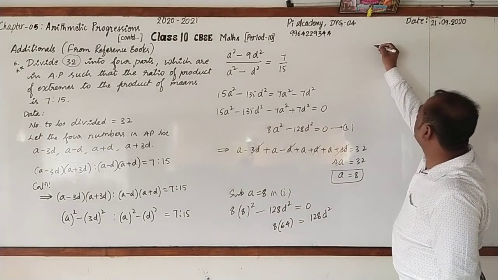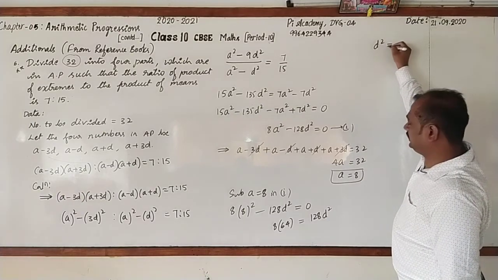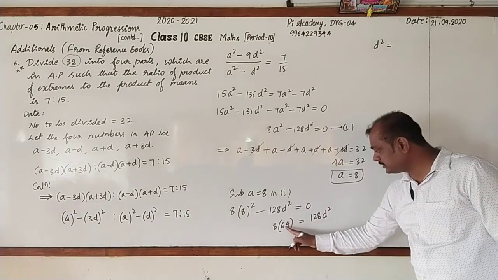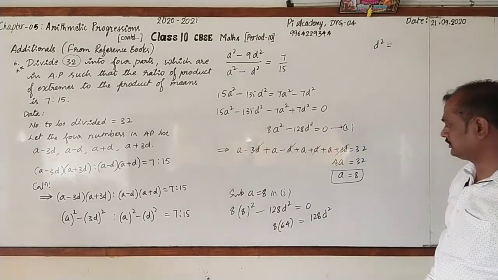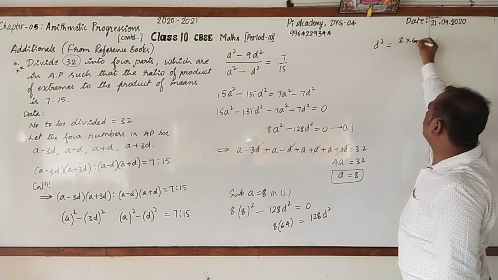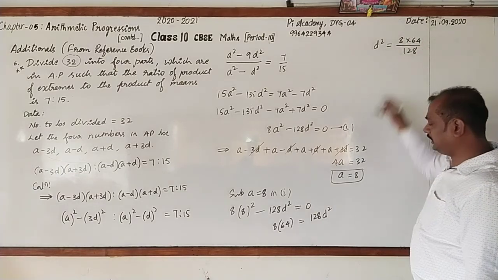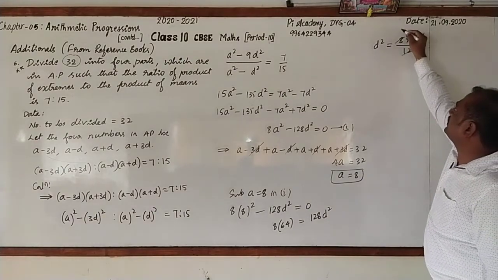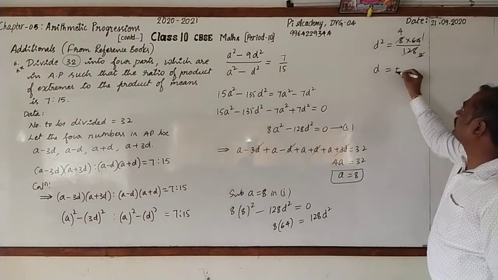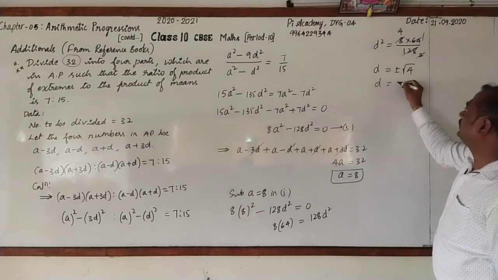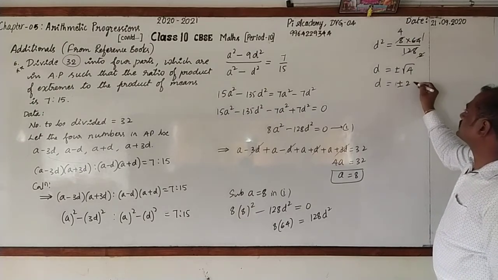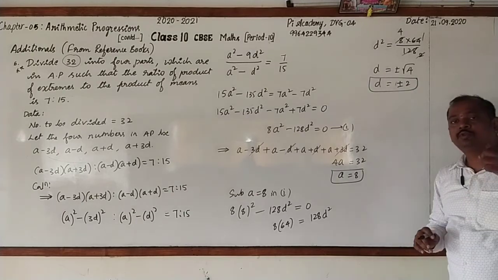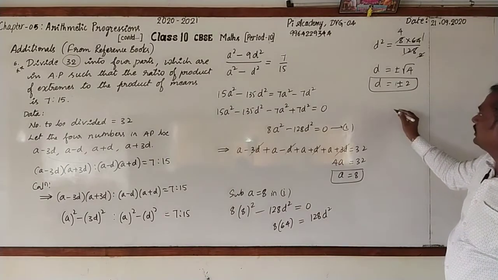Now we want d value. Observe it. Here d² is equal to, it's purposefully I have not multiplied here. The reason is, see there is a chance of cancellation. Here 8 into 64 divided by 128. Here 1s are, 2s are, 1s are, 4s are. d is equal to plus or minus square root of 4. d is equal to plus or minus 2. Followed. Here we got d, 2 values. One is plus 2 and another one is minus 2.